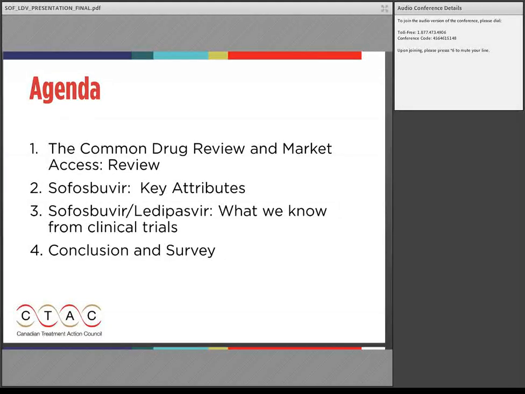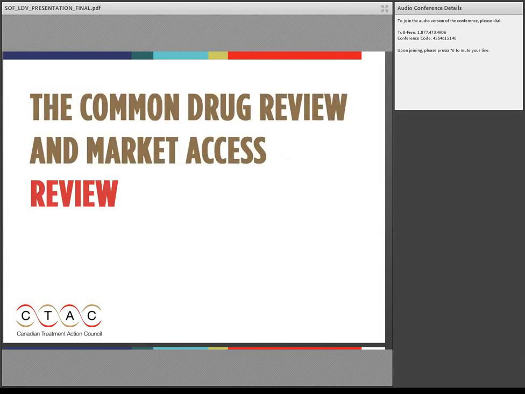Key attributes of Sofosbuvir, what we learned from this medication specifically from clinical trials, and then we'll conclude with a brief survey. We're going to briefly discuss Canada's drug regulatory process and how drugs enter the market or are approved for consideration on one of Canada's many public health plans.